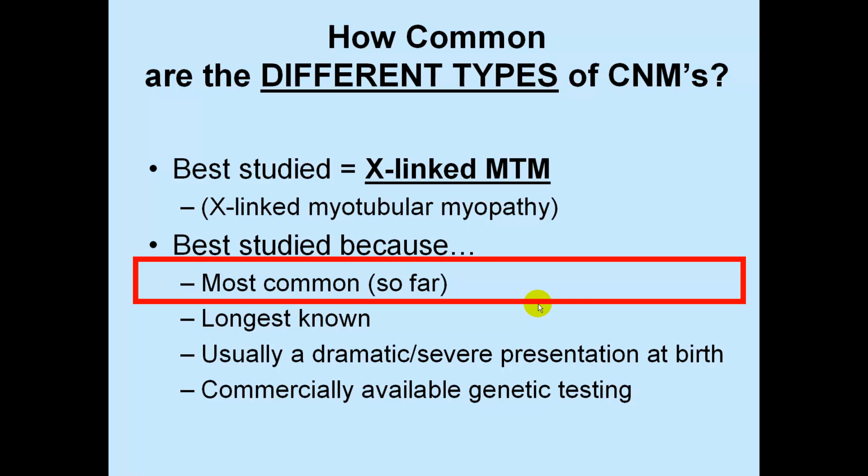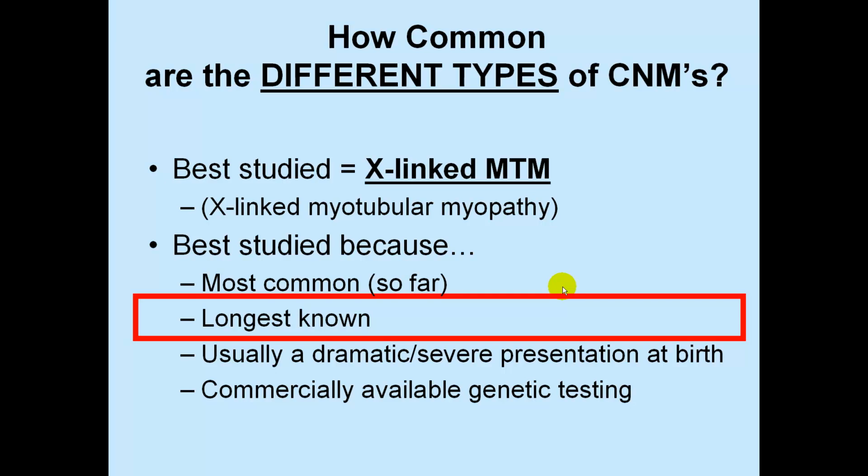Now, it's always possible that there'll be some milder version of a centronuclear myopathy that more genetic testing might show has a prevalence in the population, but really for right now it certainly seems that X-linked MTM is the most common of the centronuclear myopathies. It's also the one that has been known for the longest amount of time because it was the first gene mutation discovered for causing centronuclear myopathy, back in 1990.